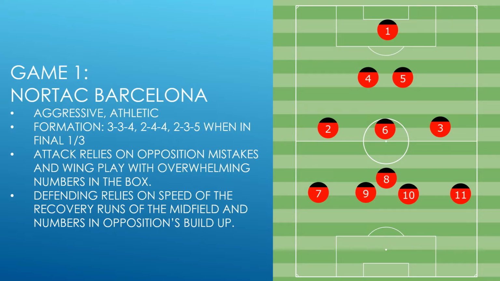The defending relied on the speed of recovery runs from the midfield. Their 2 and 3 would push up into the midfield and then would essentially try to chase you down, which they were able to. And like I said, the numbers in the opposition build up.